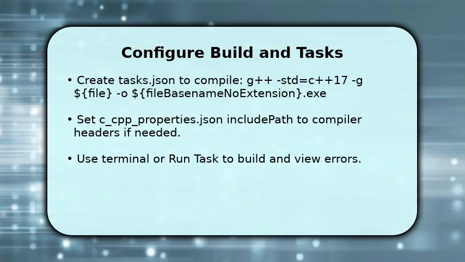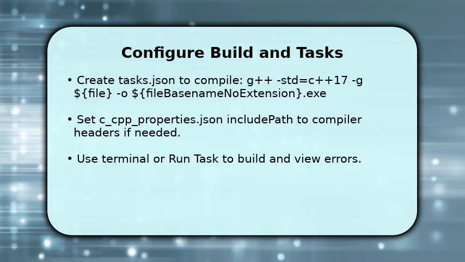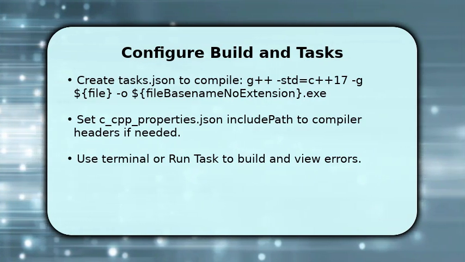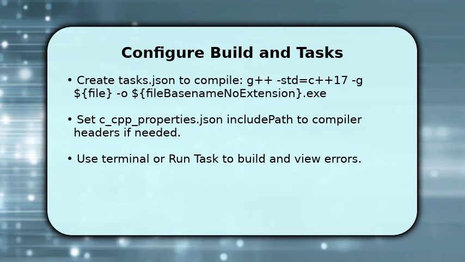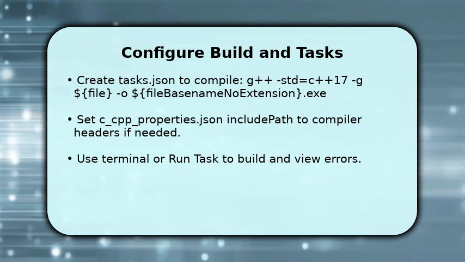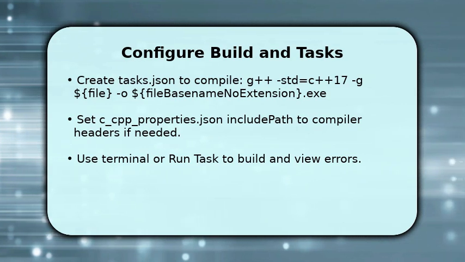Next, you configure VSCode to compile the file. Create a tasks.json with a g++ command, or configure it to use cl.exe for MSVC. This instructs VSCode how to build the program, so #include lines link to headers.